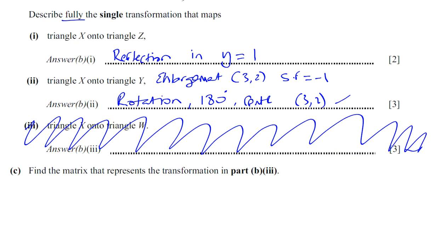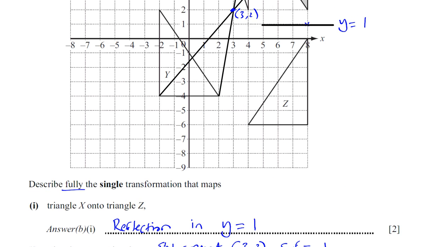Then it says find the matrix that represents the transformation in B part 3. Again, that's outside of the syllabus, so you don't have to worry about that. So part C is not something that we have to worry about either. So we can leave it at that for this question.